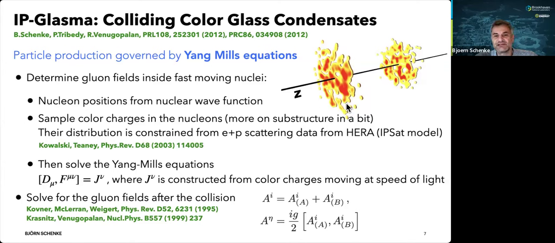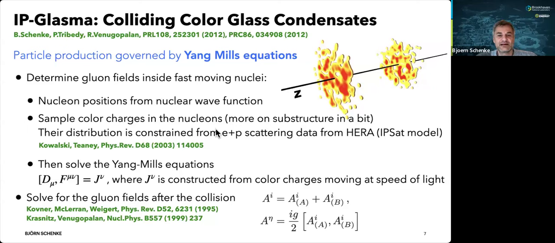And then the sizes of these blobs, we constrained them from ep scattering data from HERA. As I mentioned in the discussion last time, and I will come to this in more detail, there are certain observables at HERA that are sensitive to the size of the proton, and we used this information on the size of the proton to constrain the nucleon size inside the nucleus, assuming that inside a nucleus, this is not too much modified.